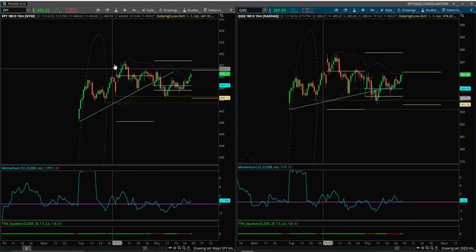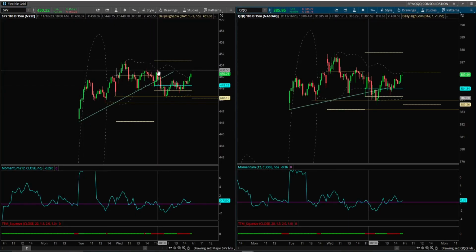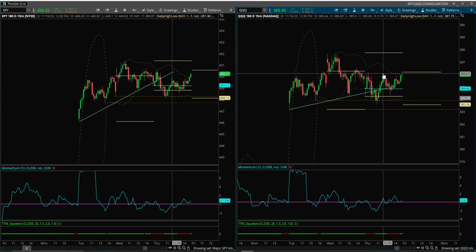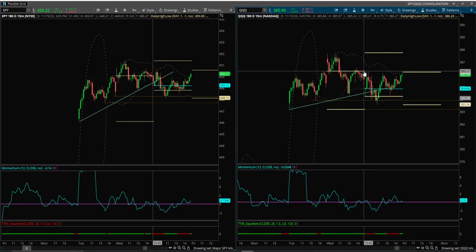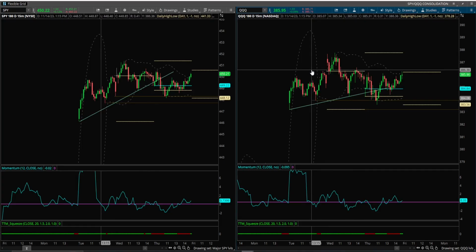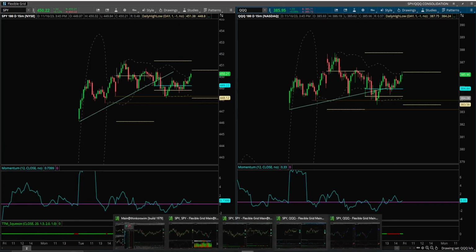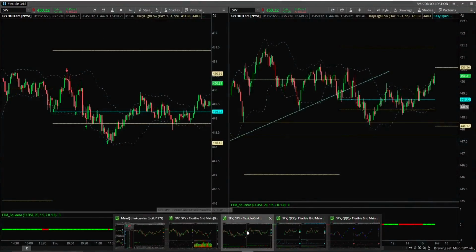If you look here at the 15-minute, we also had the 15-minute extreme right there as well. So we had all three upper extremes on all of our time frames lining up in the same spot. We saw that as a major area of resistance, and we also had downward momentum here. If you look here at the Qs, as you can see, the Qs were also running into a pretty major area of resistance up here at these highs from Tuesday. So going back to our 3 and 5-minute charts.